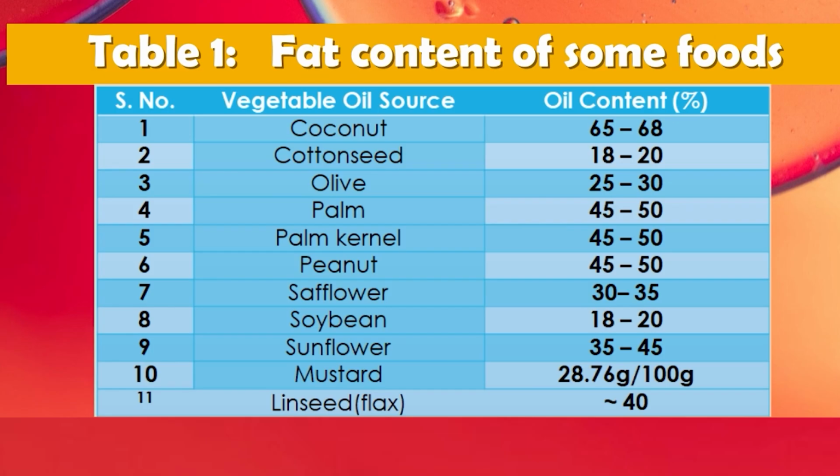So, looking at the oil content of a few sources, we can see that coconut contains 65 to 68% oil, whereas cotton seed contains 18 to 20%, olive contains 25 to 30%, palm contains 45 to 50% oil, and peanut contains 45 to 50%. Then soya bean contains 18 to 20% oil.